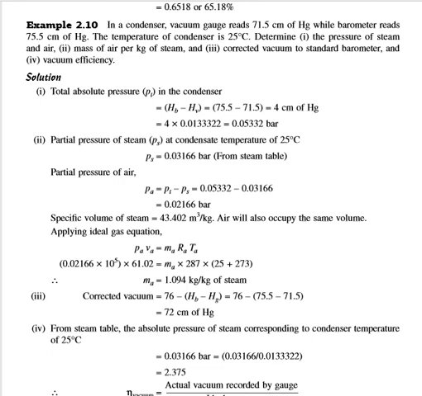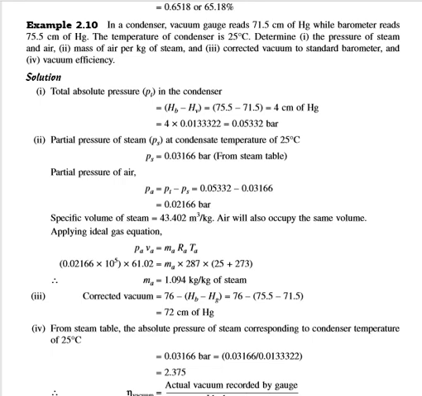Again this centimeter of Hg is converted to bar, multiplied by the conversion factor. 4 into 0.0133 equals 0.0533 bar. And from this pressure we have to find the temperature. Then we have to find another parameter, the partial pressure of steam at the condensate temperature of 25 degrees Celsius. Go to the steam table and we get the pressure of steam, PS equal to 0.03166 bar from the steam table.